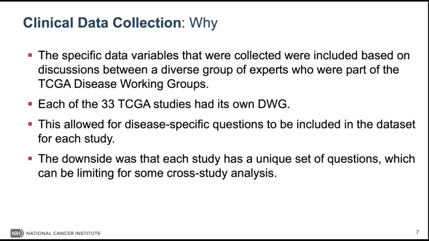So I'm going to do a why, what, when, where, how of the clinical data. The data process started with what we call disease working groups. And there were 33 different disease working groups, one for each study. And the studies represent the tumor types that you see on the GDC's site when you're able to filter down.